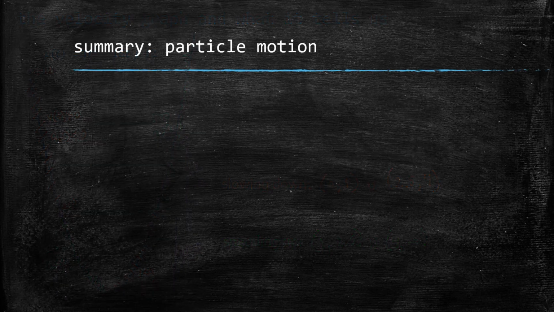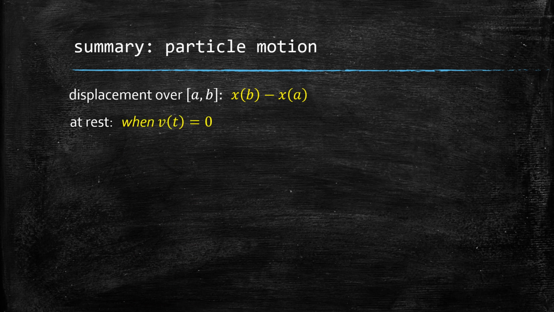I'd like to end by summarizing everything that's been thrown at you regarding particle motion, because it's quite a lot. The displacement of a particle over AB is given by the position at time B minus the position at time A. When is the particle at rest? When the velocity equals 0. What is the distance traveled over that interval AB? Well, this is a little more cumbersome, so I'll take a couple of examples.